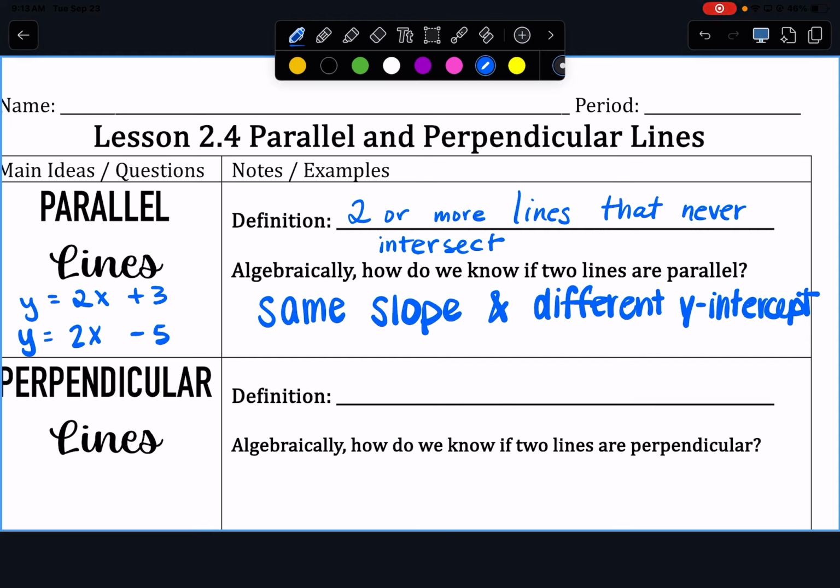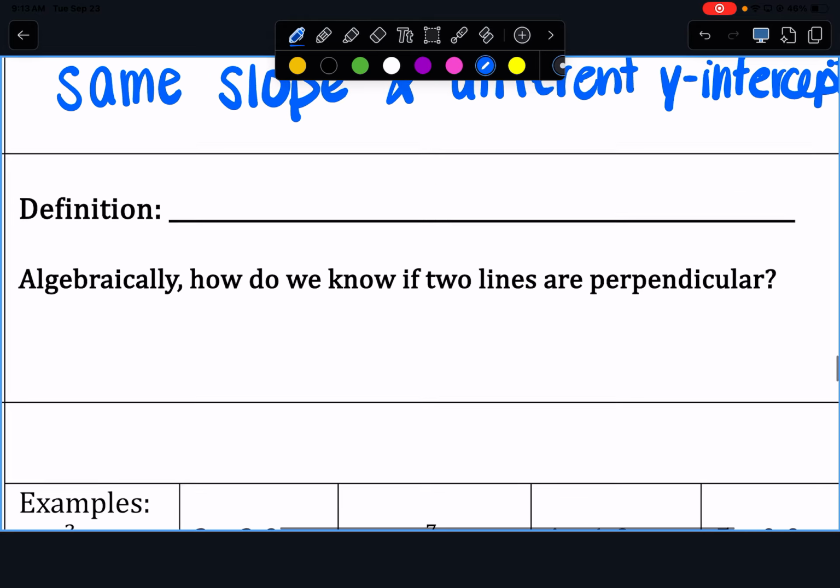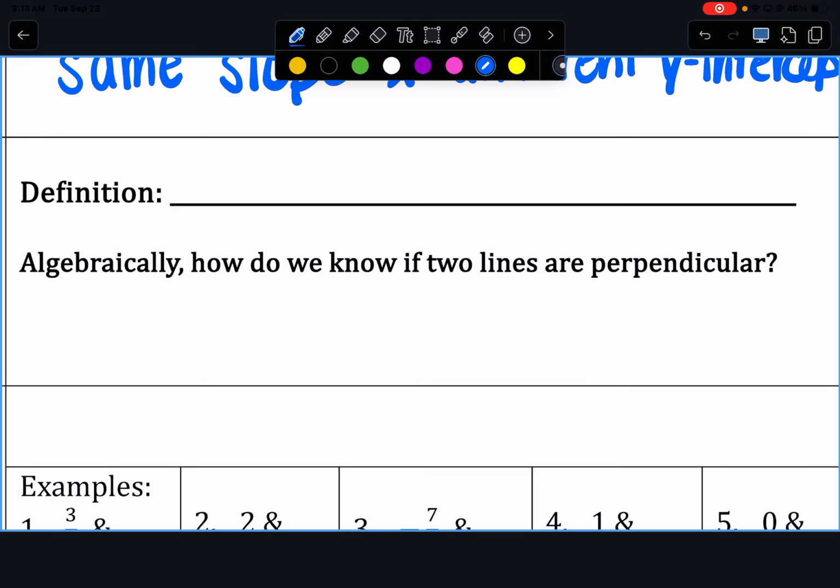Now, we're going to also talk about perpendicular lines. What does it mean if they're perpendicular? How do they intersect? At a right angle, which is how many degrees? 90. So we're going to put two lines that intersect at a 90-degree angle.